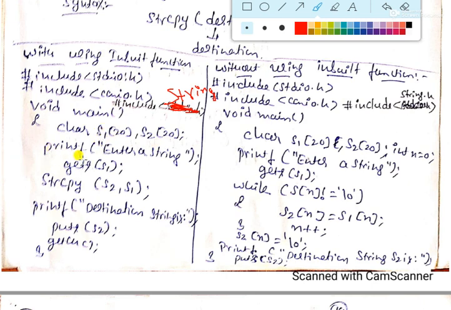First for s1 I need to assign some value. That value we are accepting as input from the user, so printf, enter a string, gets of s1. Here we are using gets. gets is an unformatted input function. For formatted input we have to use scanf, but this one is unformatted. That's why gets of s1. Now you are storing a value in s1, so s1 is the source string. Now we have to copy the s1 value to s2.